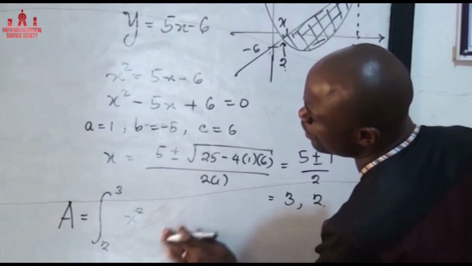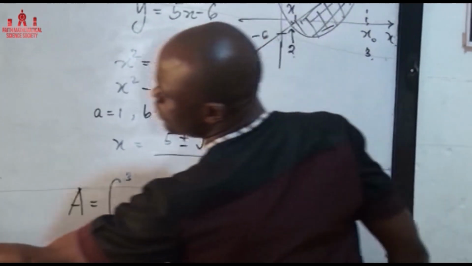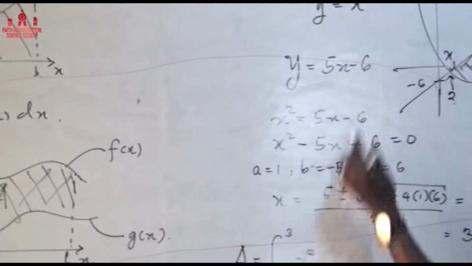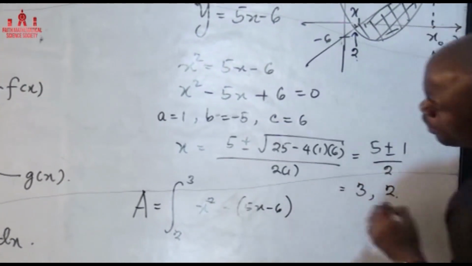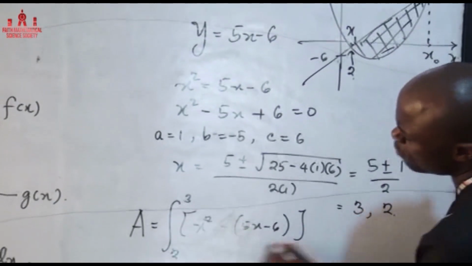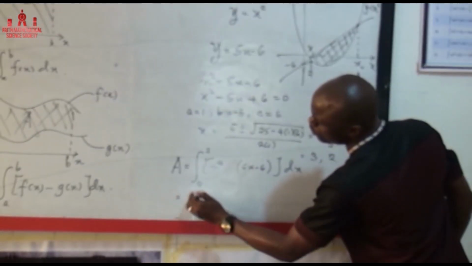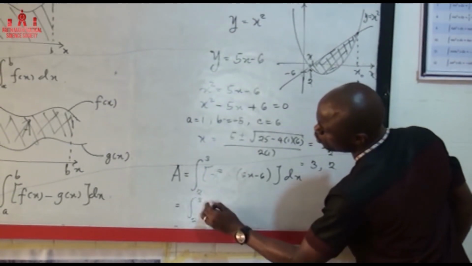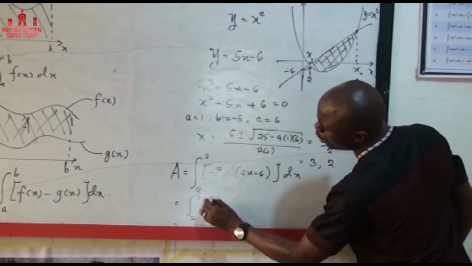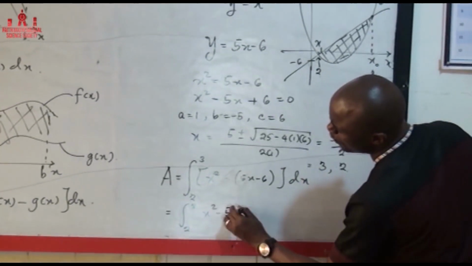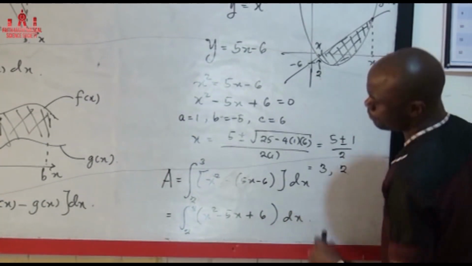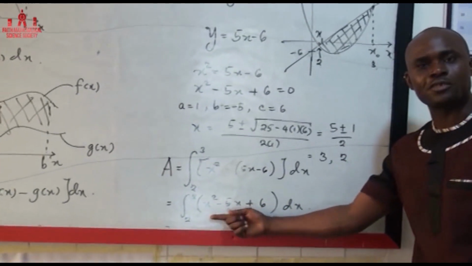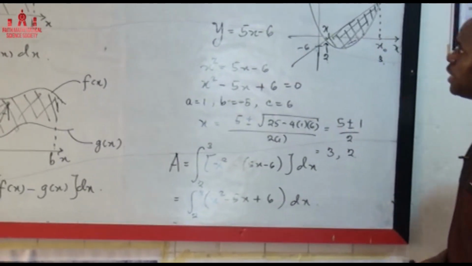That is my f of x, and my g of x is this other curve, which is 5x minus 6. So this is going to be with respect to dx, and this is going to give us the integral from 2 to 3 of x squared minus 5x plus 6 dx. So all I need to do is to integrate this using that method I used in the beginning.